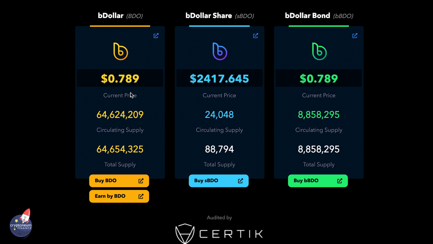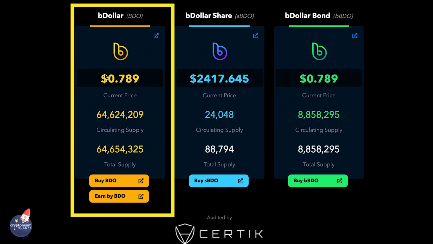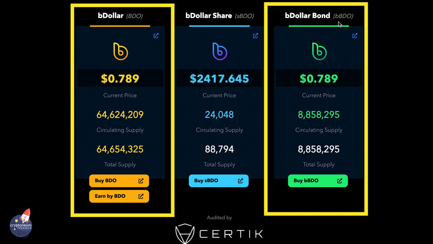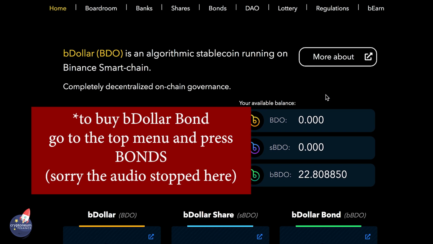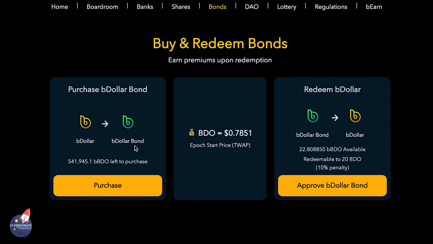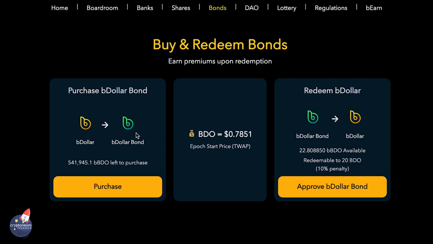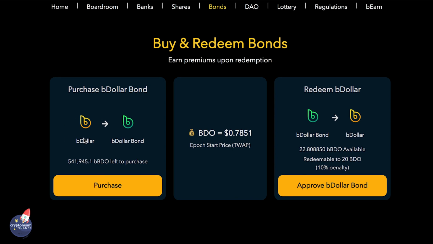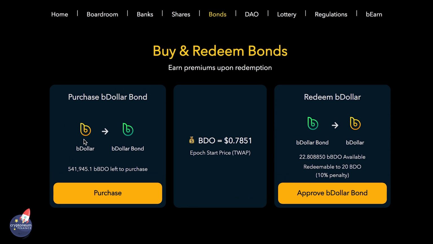The way that this will go back up is once it goes below $1, this will automatically allow you to buy the bBDO or the bDOLLAR bond. And every time you buy this bDOLLAR bond, it burns or decreases the supply of bDOLLAR. So basically, whenever you buy a bond, you're taking bDOLLAR out of circulation, and therefore less supply, more demand will drive the price of bDOLLAR up.